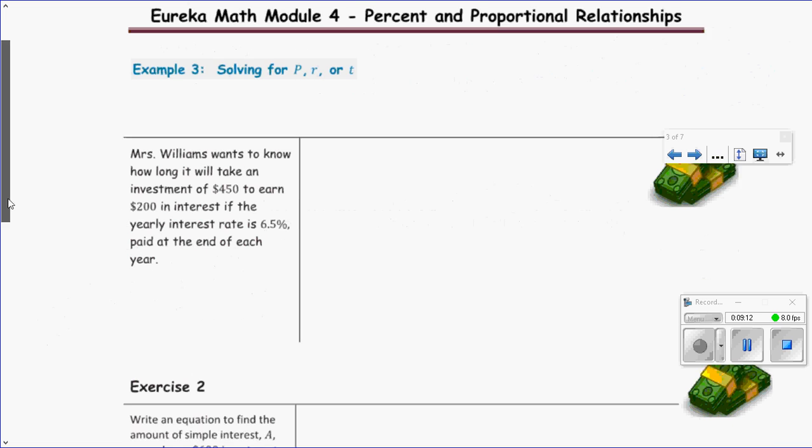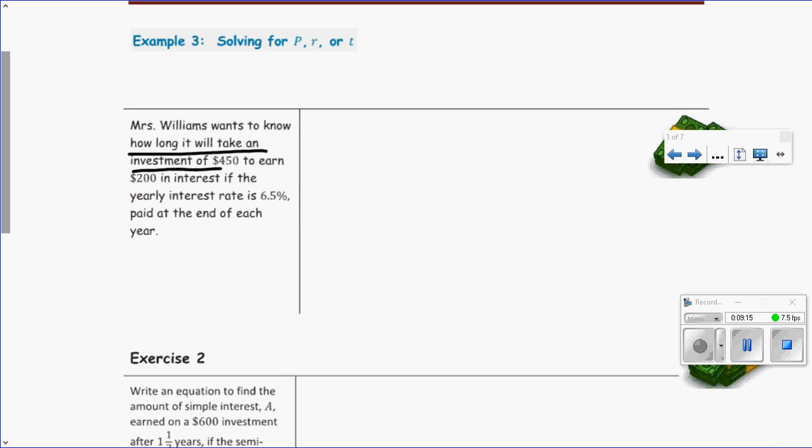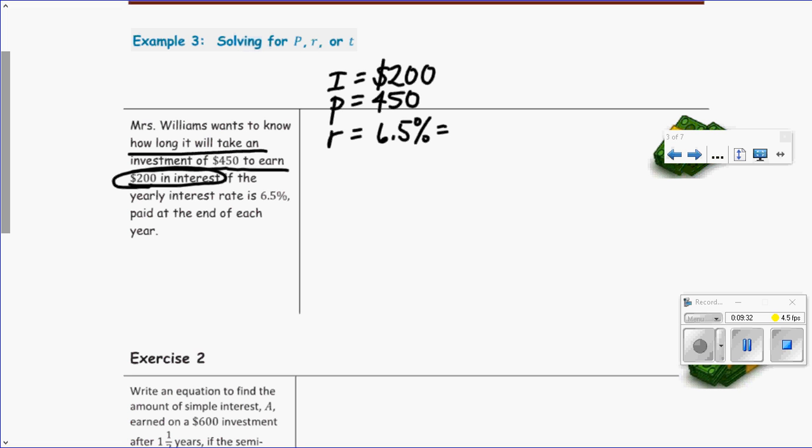Mrs. Williams wants to know how long it will take on an investment of $450 to earn $200 in interest. So she wants her interest to be $200. We know that the principal is $450. We know that the rate is 6.5%. Go ahead and make that into a decimal. I want to make sure that you know how to do that. The problem is we don't know how long. She wants to know how long. So this one's a little different. Usually we were finding the interest, but this time they're saying she wants $200 in interest. So how long will that take her? So she wants to know how long she should leave her money in order for that to happen.